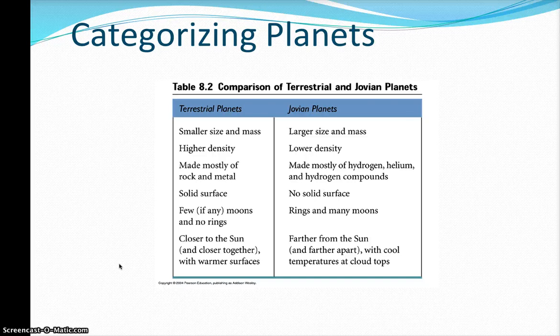Then when we get to the Jovian planets, like we saw, they were much larger, and of course they have a much larger mass, but they have a lower density due to the fact that they're made up of mostly hydrogen, helium, and hydrogen compounds. Another interesting fact about the Jovian planets is because of what they're made of, they don't actually have a solid surface. You couldn't actually go stand on the surface of Jupiter or Saturn. We saw that they all have rings, and I also mentioned that they have lots of moons. They're also farther from the sun, they're spaced further apart, and they actually have very low temperatures.